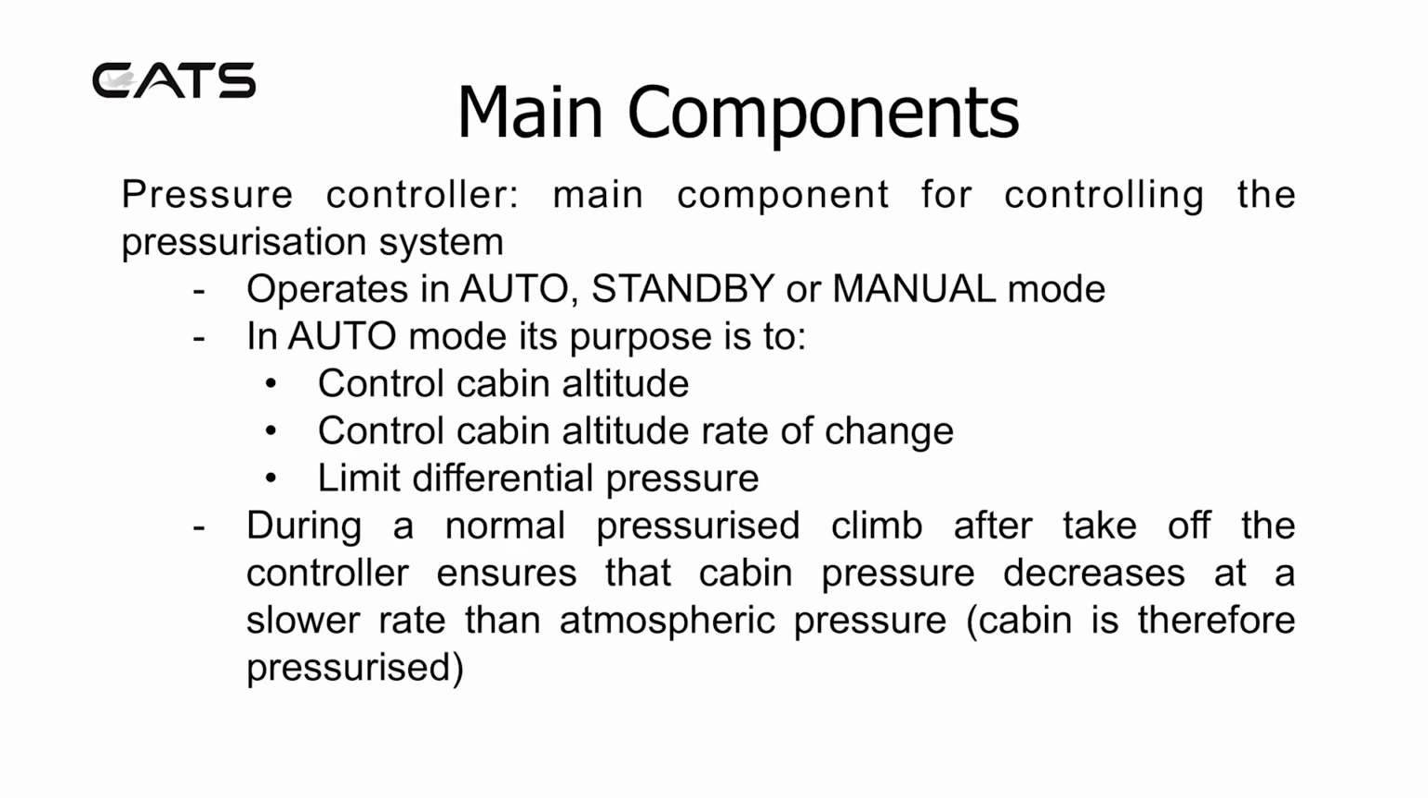The pressure controller. This is the main component for controlling the pressurization system. It typically operates in auto, standby or manual mode. In auto mode, its purpose is to control cabin altitude, control cabin altitude rate of change, and limit differential pressure. During a normal pressurized climb after takeoff, the controller ensures that cabin pressure decreases at a slower rate than atmospheric pressure. The cabin is therefore pressurized.